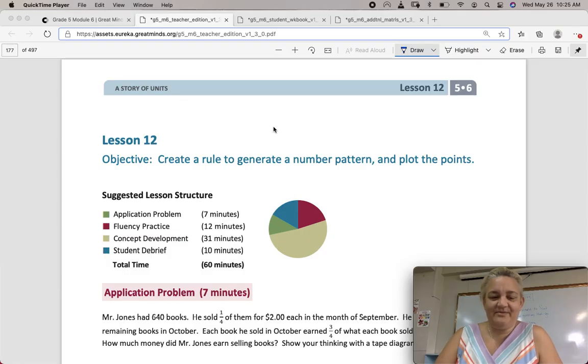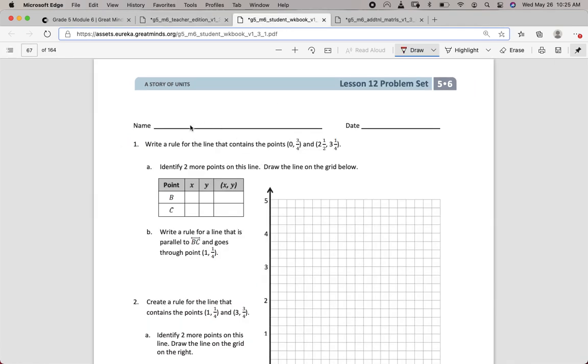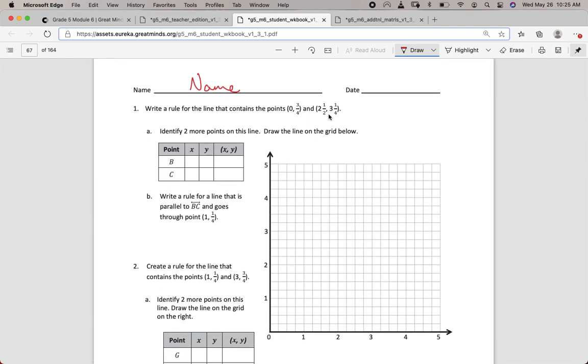This is Eureka Math. We are on Module 6, Lesson 12, and our objective today is to create a rule to generate a number pattern and plot the points. Okay, so let's go to the Learn book. Write your name on the Learn pages. Lesson 12. Write a rule for the line that contains the points 0, 3/4, and 2 1/2 and 2 3/4.